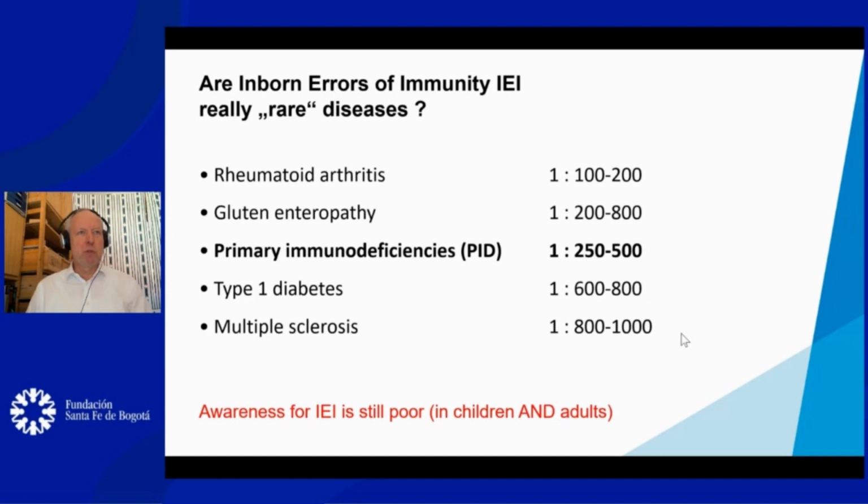So primary immunodeficiencies, with 1 diseased person in 250 to 500 people, is exactly in between, and you probably will agree with me that this is very important. Of course, there are many different primary immunodeficiencies, and so the single disease can be very rare, but in sum, the primary immunodeficiencies or inborn errors of immunity are very common. Nevertheless, the awareness for inborn errors of immunity is still very, very poor.